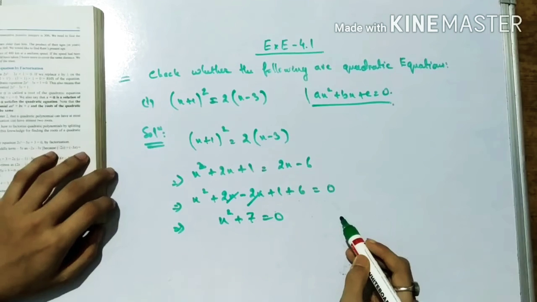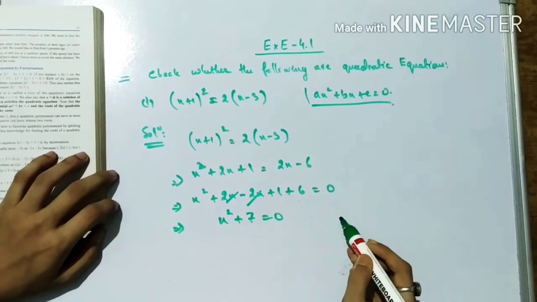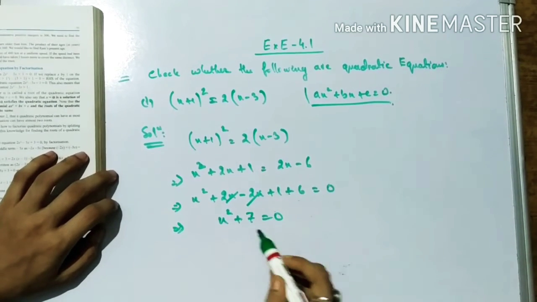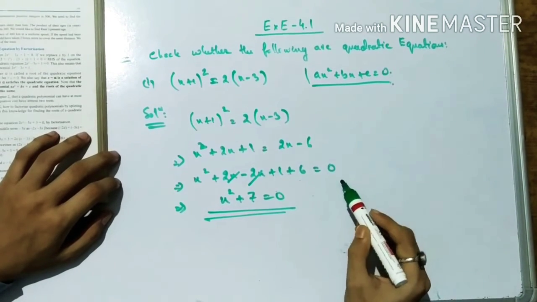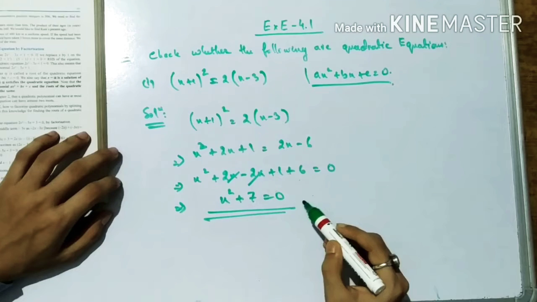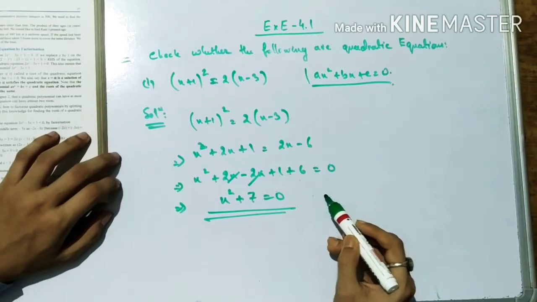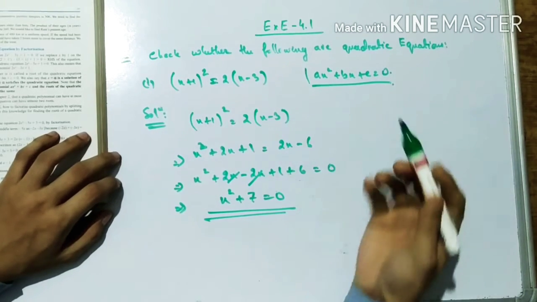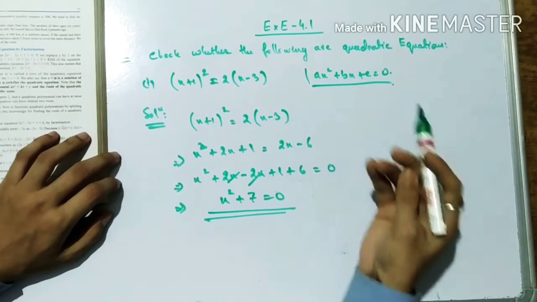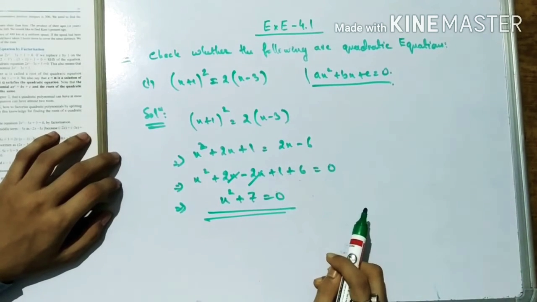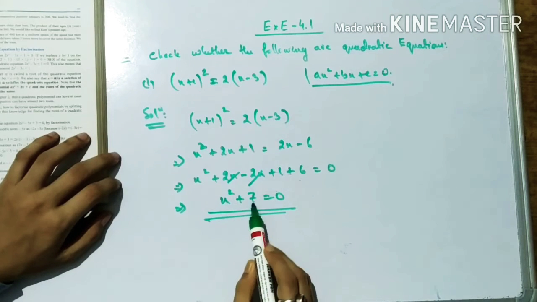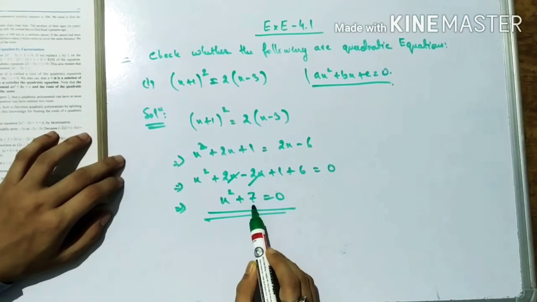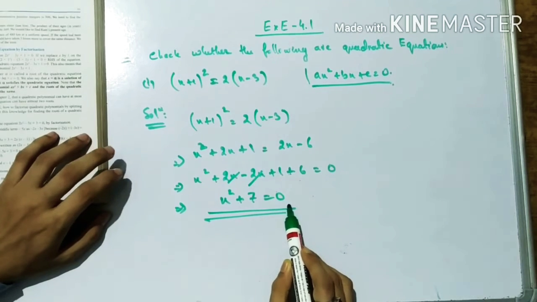Now, is it a quadratic equation? Yes, it is a quadratic equation, because it is in the form of ax square plus bx plus c. But in here the b is 0. Understand, in here the b is 0. This is a polynomial of degree 2. x square plus 7 is a polynomial of degree 2, and this is equal to 0.